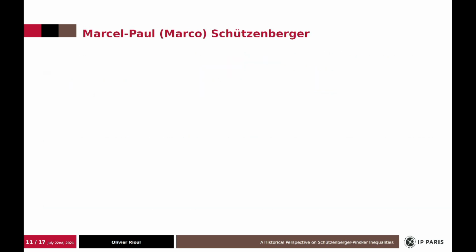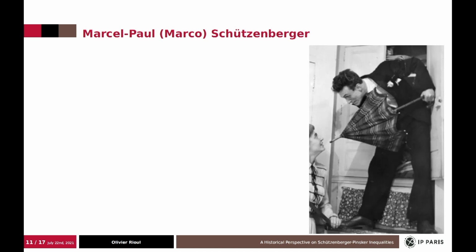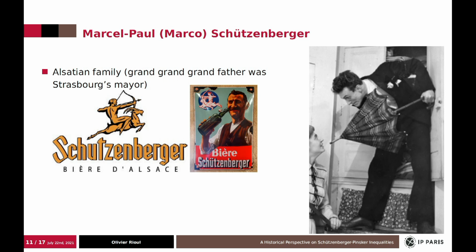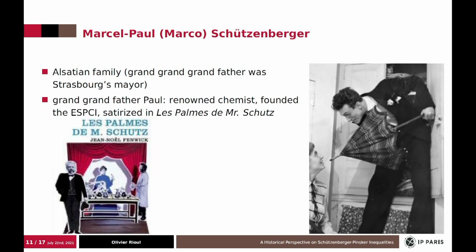by this guy, Marcel Paul Schützenberger, whom I would like to talk about a little bit because he's a very interesting character. Okay, so Marcel Schützenberger was actually from an Alsatian family, so his grandfather was a mayor in Strasbourg. Strasbourg is my hometown, and is well known for a beer, well known in Alsace, Schützenberger beer, which comes from the same family. Then his grandfather is also well known, Paul Schützenberger. He's a renowned chemist, who worked with Pierre and Marie Curie, and is well known to be the character of Les Palmes de Monsieur Schutz, which was a theater play and a movie after that.